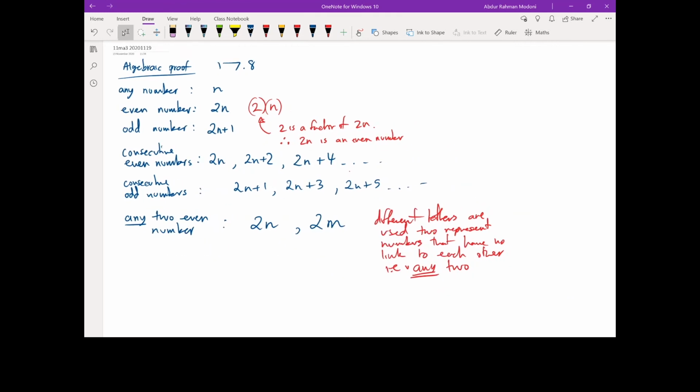So since we know how to write even numbers, because 2 is a factor of an even number, how would I write down multiples? Multiple of 3.